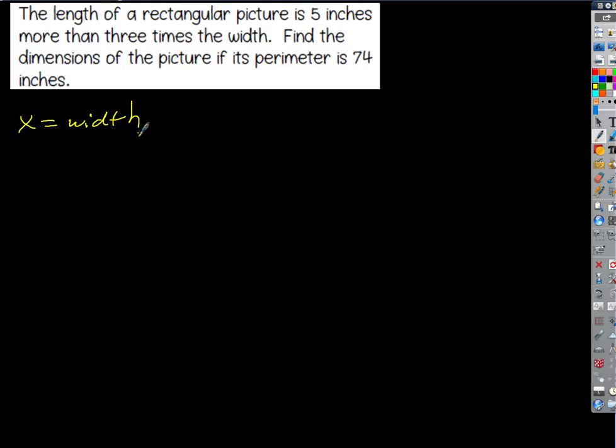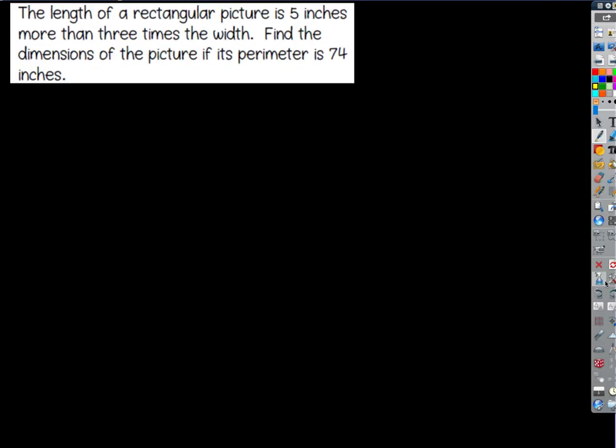Okay, so first things first then, we know x equals the width, right? I'm going to turn that around. You'll see why. So the width equals x. What's the length going to equal then? 3x plus 5. It's 5 inches more than 3 times the width. Okay, good. So would everybody agree that 3 times the width would be 3x? But it's 5 inches more than that, so we got to add 5. So we've got expressions for the width and the length, right?